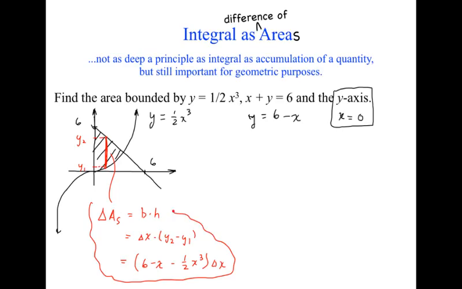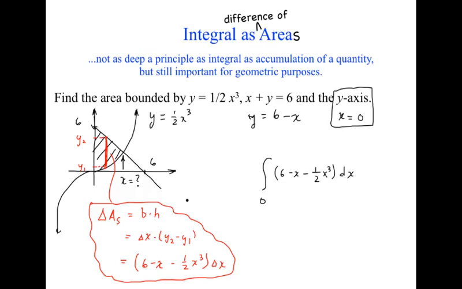And now we're ready to sum those all up. So we're going to get all these typical strips with a height of 6 minus x minus 1/2 x cubed with a width of dx. And then the first one is here at x equals 0. And the last one is at the intersection, right? So what is the x coordinate right there?